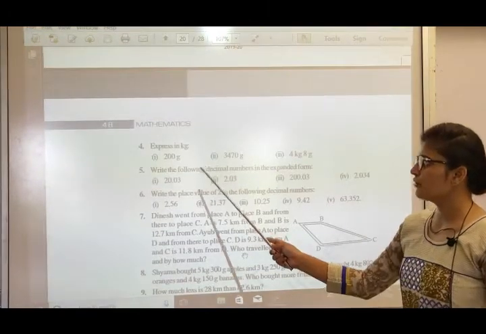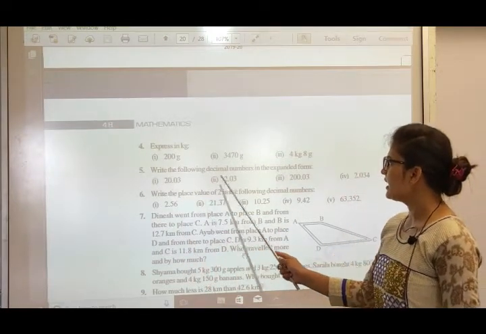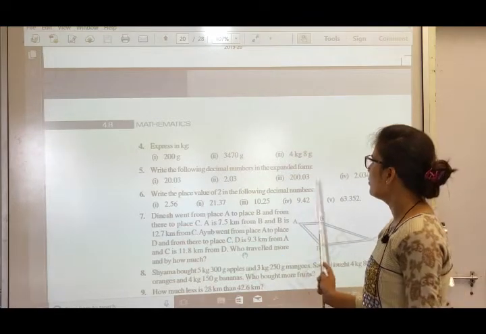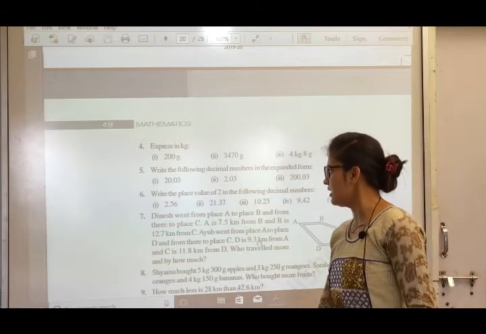Kilogram, same you have to do for this also. This is homework 5th. Write the following decimal numbers in the expanded form. Now here you have to first know the expanded form of the decimal numbers. So in the textbook it is given.